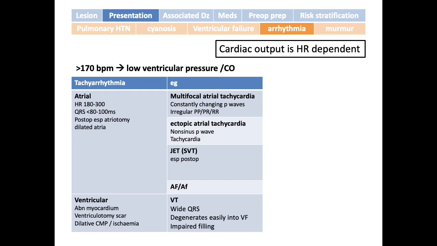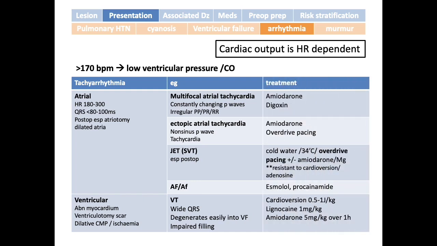Ventricular tachyarrhythmias often occur due to myocardial abnormalities, which can range from ventriculotomy scars to cardiomyopathy, whether dilated or ischemic. These include ventricular tachycardia and fibrillation. A common treatment for most tachyarrhythmias is amiodarone. However, in postoperative junctional ectopic tachycardia, vagal maneuvers and overdrive pacing are the treatment of choice, as it is resistant to cardioversion and adenosine.